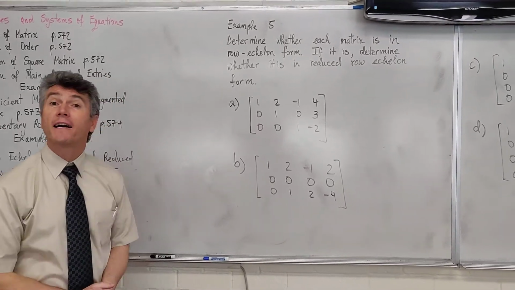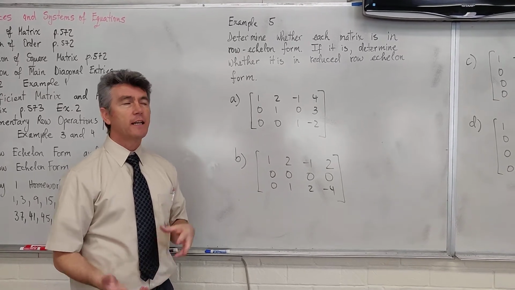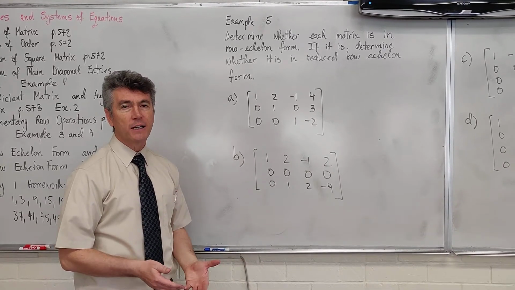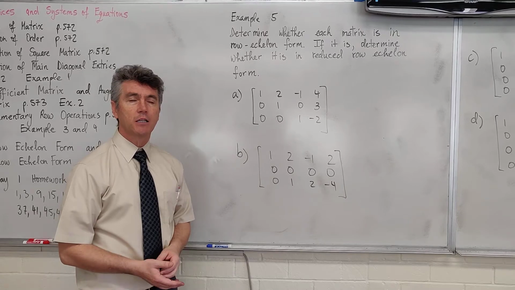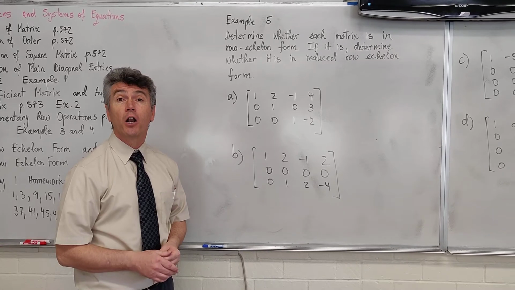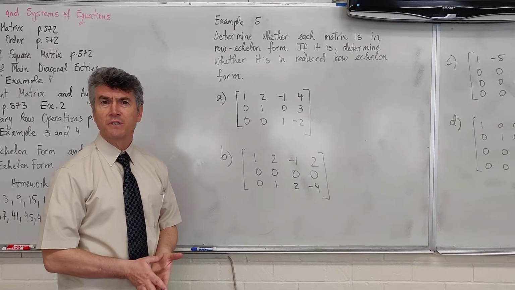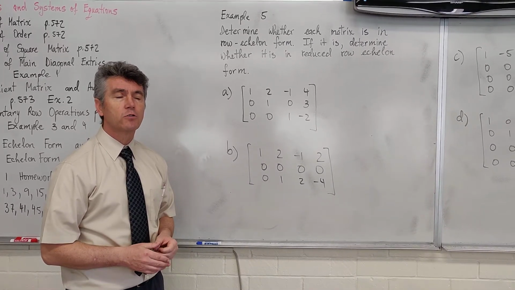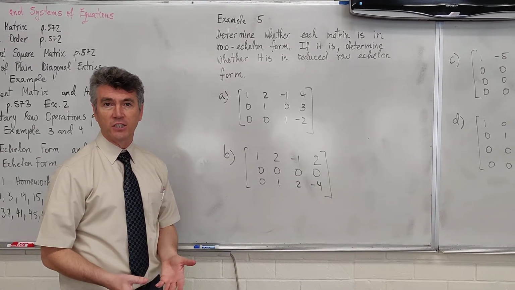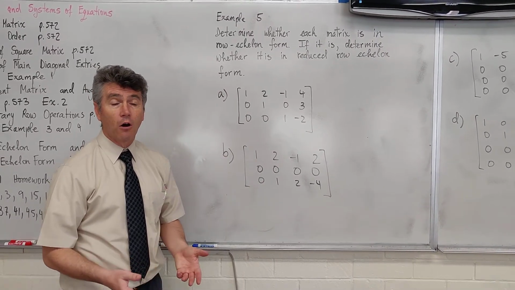In example 5, we're asked to determine whether a matrix is in row-echelon form, and if it's in row-echelon form, to tell whether it's in reduced row-echelon form or not. Before being able to tell, we better learn what those are. So why are we learning about those forms? Because when we solve systems of equations using matrices, we either put our matrices in row-echelon form or reduced row-echelon form. So we should know what those are.